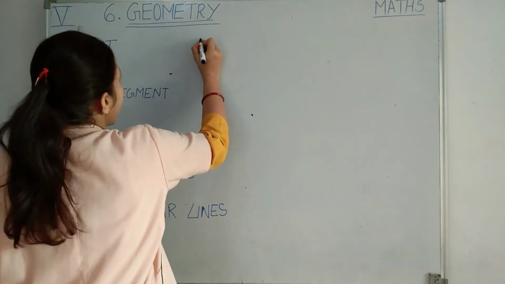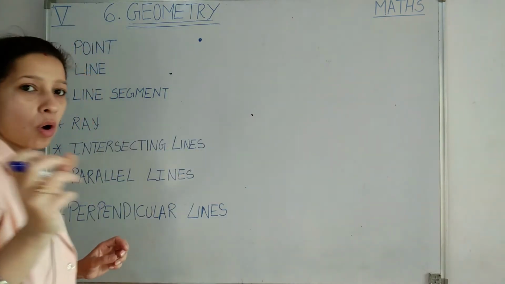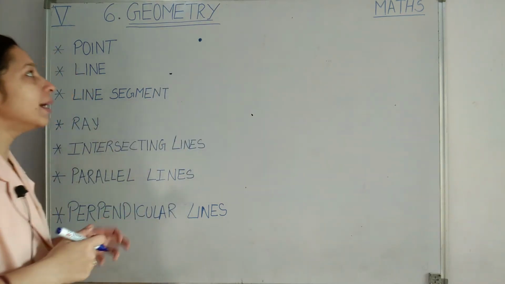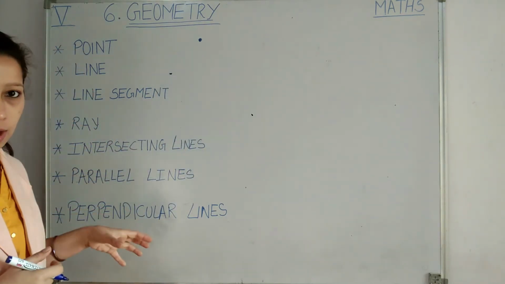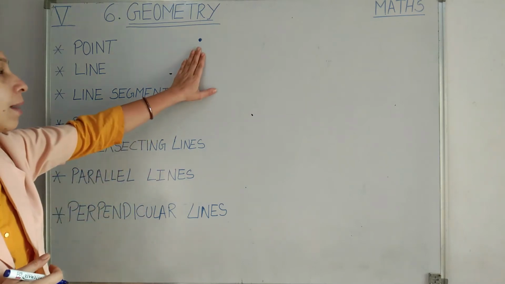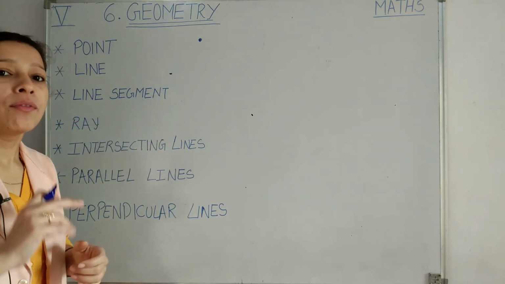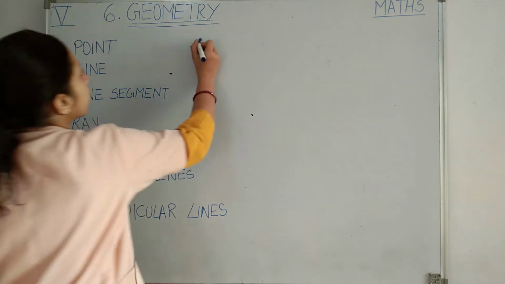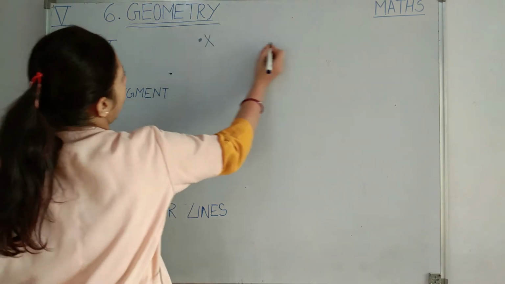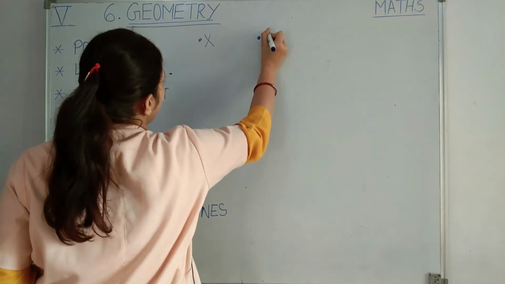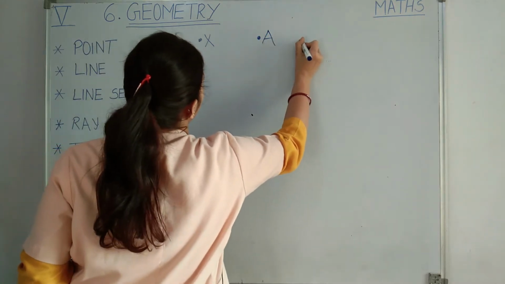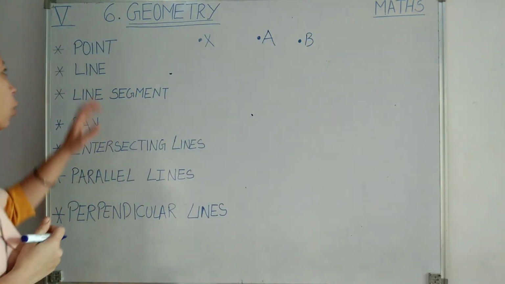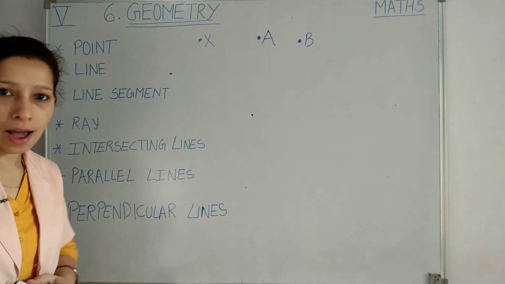So a point has no width or height. It is simply a dot. And in geometry we name all such items. How to name the point? We will use only capital alphabets to name this point. I can name it as point X, or I can name a point as point A, or I can show a point as point B. Got it, students? So a point is always named using capital alphabets.